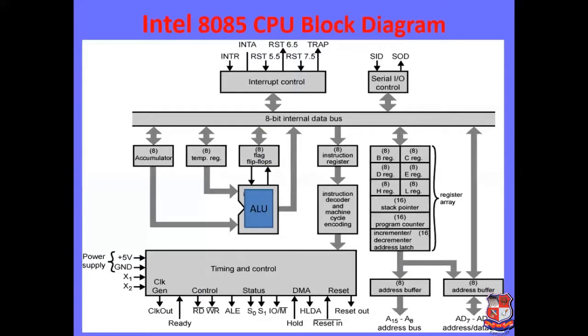This is a block diagram of Intel 8085 CPU. Here you can see the accumulator, ALU, status flag register, instruction decoder, machine cycle decoding, timing and control unit, general purpose register, stack pointer, program counter, incrementer and decrementer address latch, address buffer, serial input output control, interrupt control, and last but not least, timing and control unit.